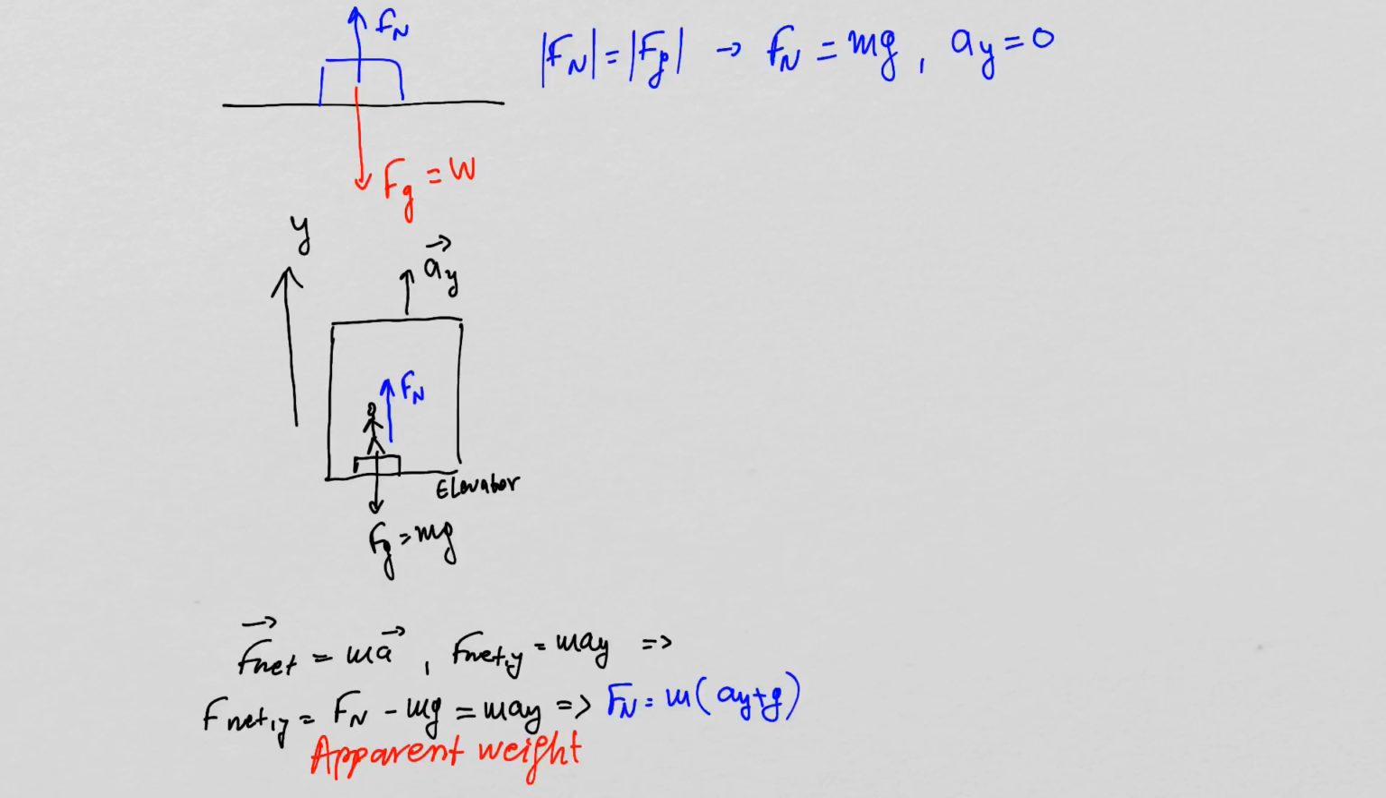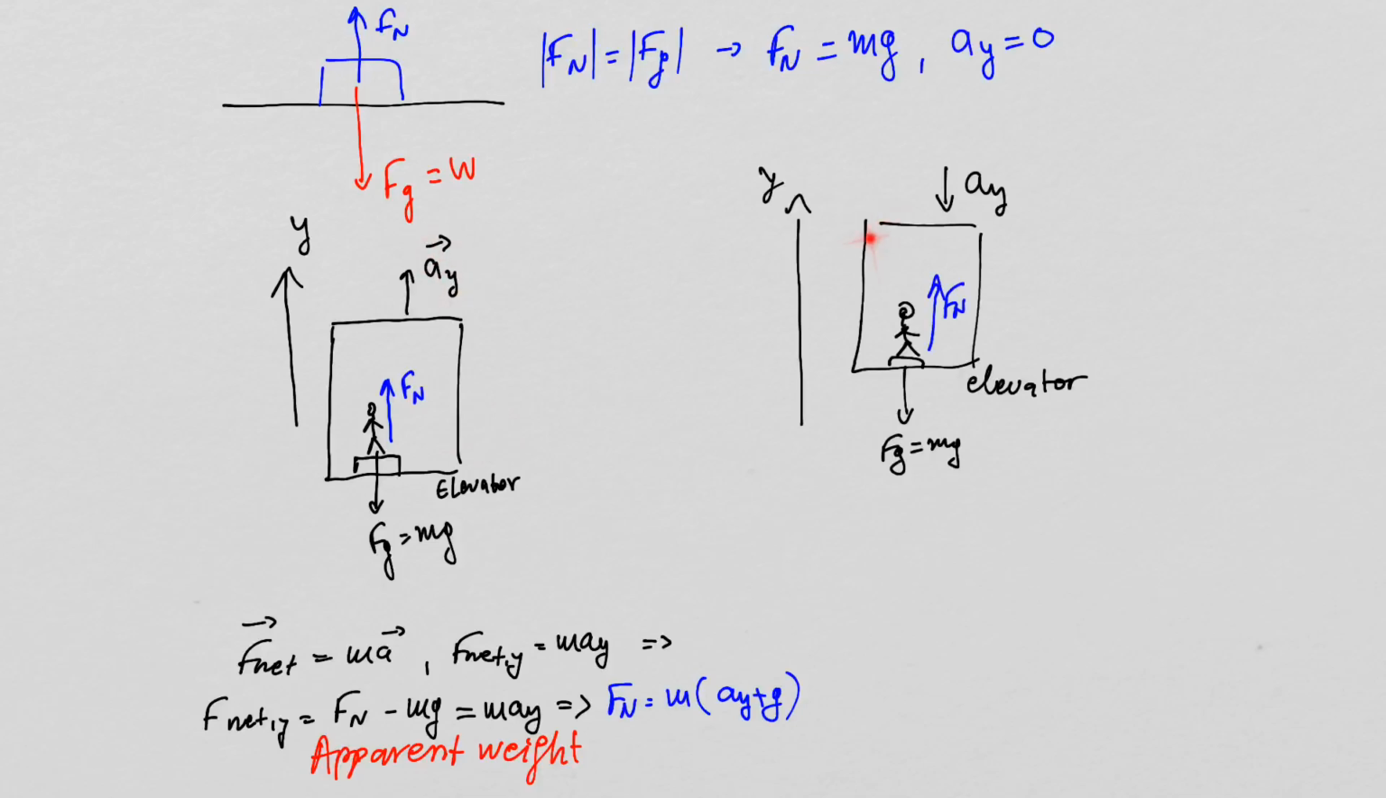Let's see what happens when the elevator is moving down with acceleration a_y. Here is the elevator, the bathroom scales inside, a person is standing on the bathroom scales, the person pushes down on the scales with their weight, m times g, and as a result the scales respond with the normal force Fn. So let's find what this force Fn is equal to. And again, let's compare to the first result and then to the second result.